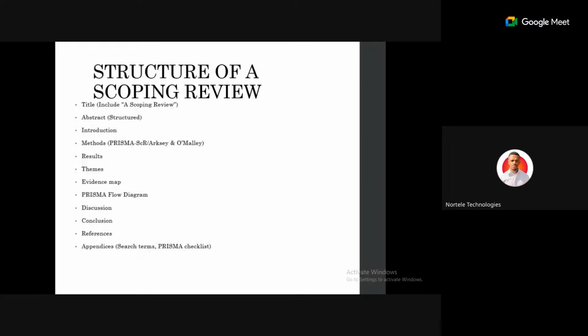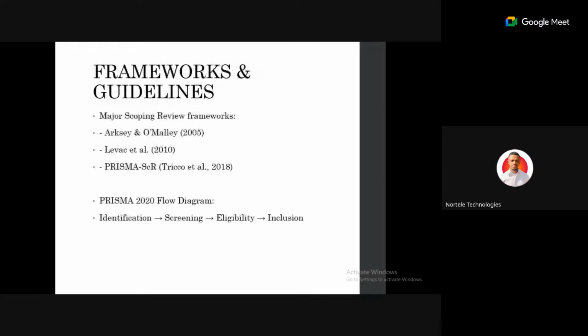All right. So the structure of the scoping review is title, abstract, and typically introduction, methods, results, themes, evidence map, PRISMA, and the rest. I'll show you shortly. There are frameworks for scoping reviews. Scoping reviews have about three frameworks: Arksey and O'Malley, Levac, and PRISMA-ScR. I'll show you how to write all of these. I'll show you exactly how to do it yourself.